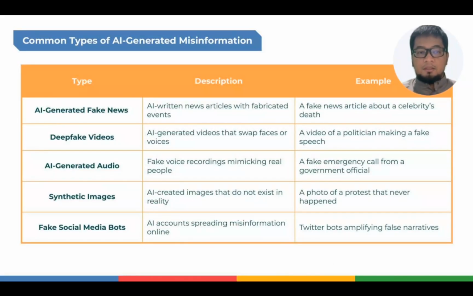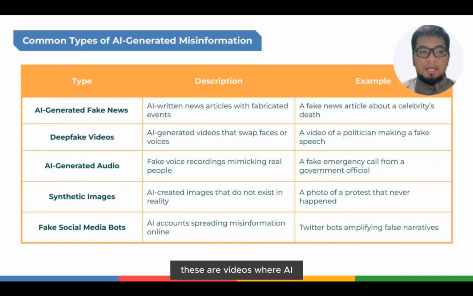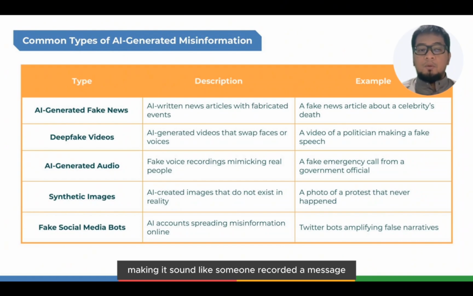Deepfake videos. These are videos where AI swaps faces or manipulates voices, making it seem like a person said or did something they never did. A fake video of a politician giving a speech they never gave. That's a deepfake. AI-generated audio. AI can clone voices, making it sound like someone recorded a message they never actually said. Scammers have already used this technology to impersonate officials in fake emergency calls.